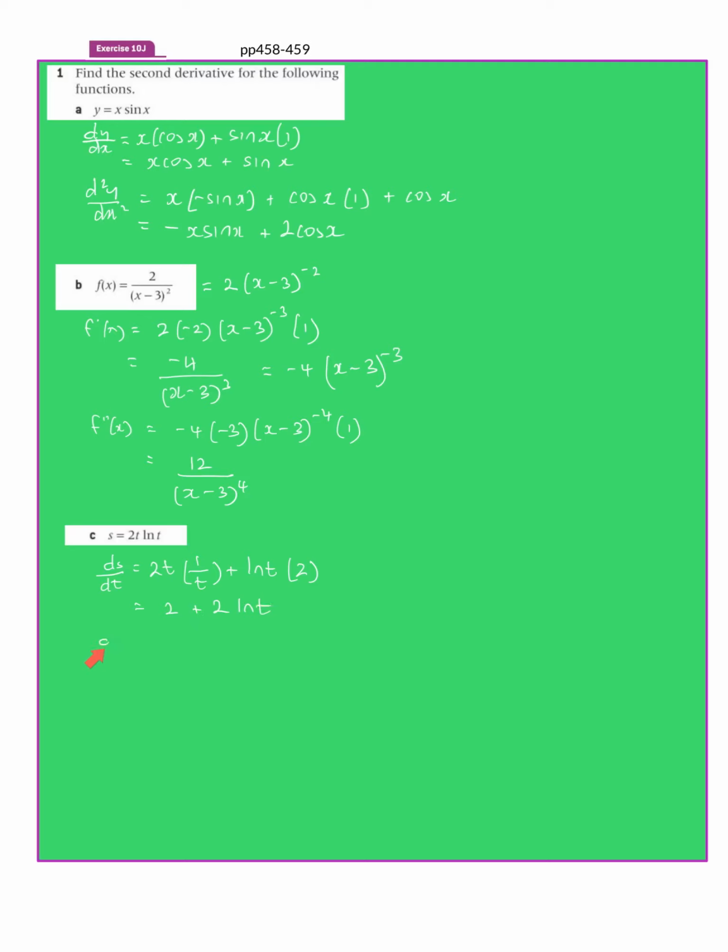The second derivative: the derivative of a constant is 0. So this one over here is 2 log of t, whose derivative is 1 on t, so the answer is 2 on t.